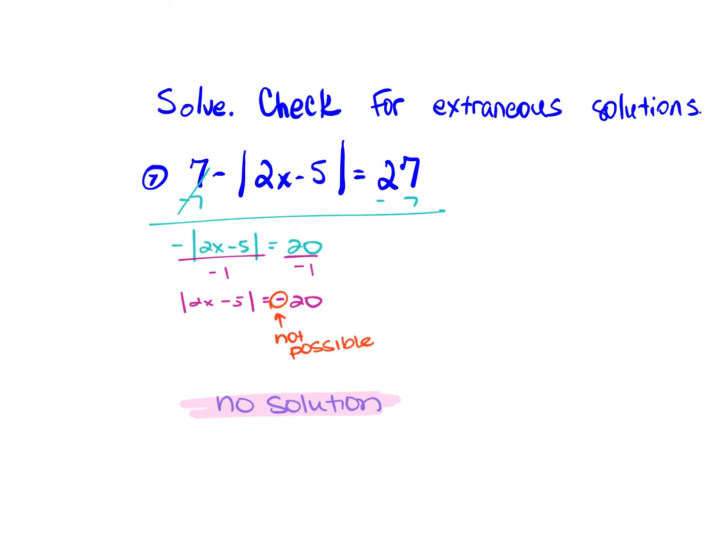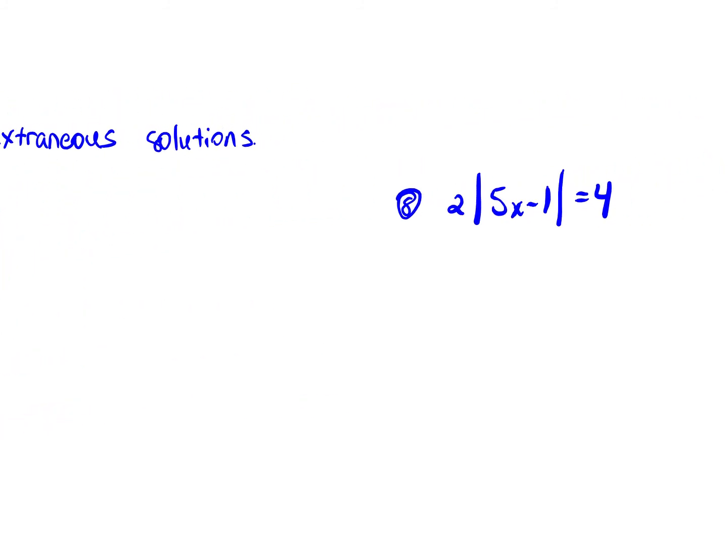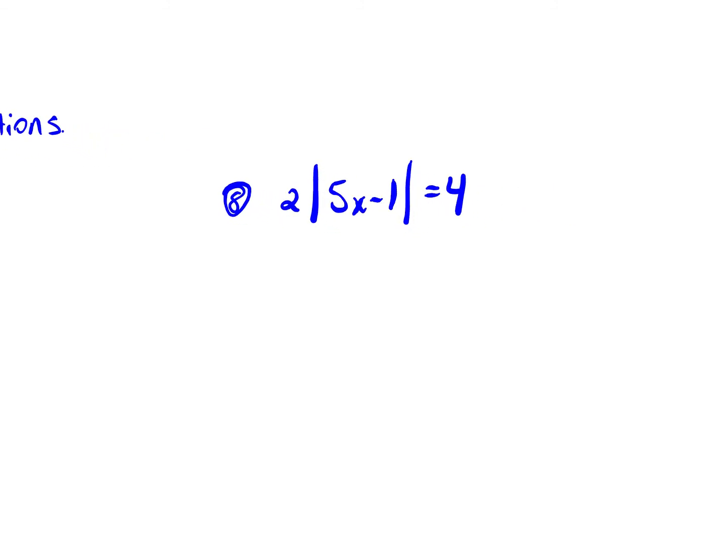For number 8, you have 2 times the absolute value of 5x minus 1 is equal to 4. In order to isolate your absolute value, divide each side by the 2. So you're going to be left with the absolute value of 5x minus 1 is equal to 2. That 2 is positive, so this is possible. Separate this into 2 equations. You're going to have 5x minus 1 is equal to negative 2, as well as 5x minus 1 is equal to positive 2.